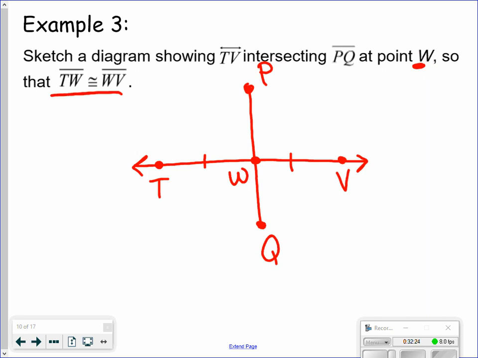Sketch a diagram showing TV, okay, we got line TV, intersecting PQ at point W. Well, when two lines intersect, they make a point. That's where W comes into play. So that TW is congruent to VW. Now notice, to show my congruence, I had to put those dash marks in. Okay, so this diagram is done.